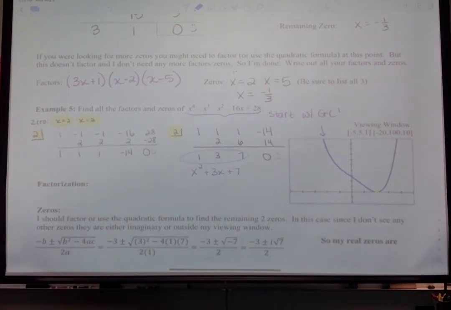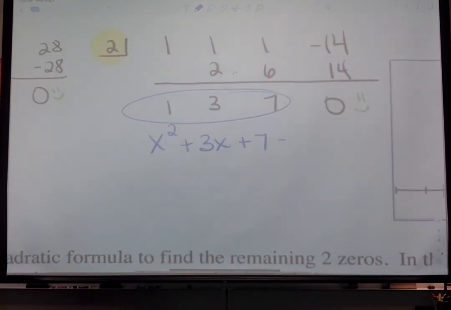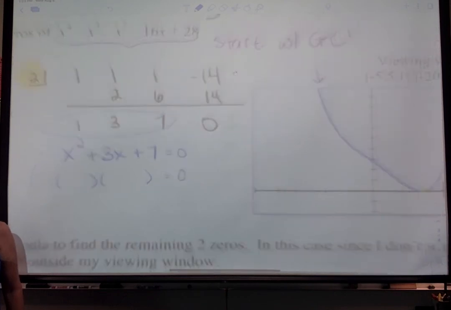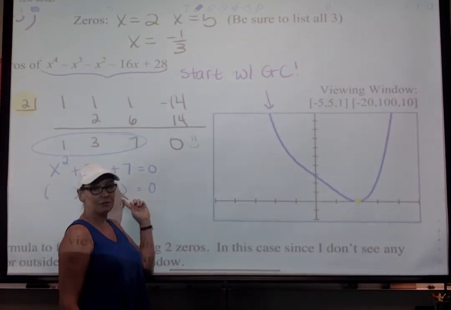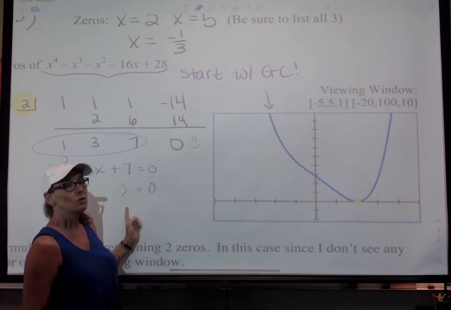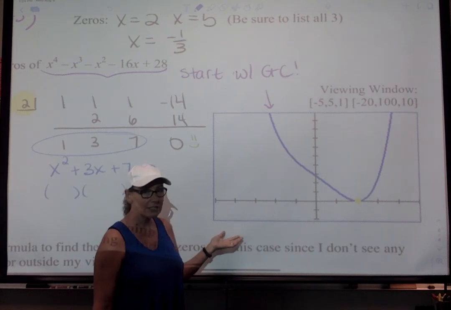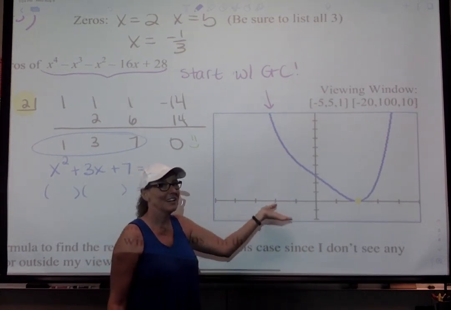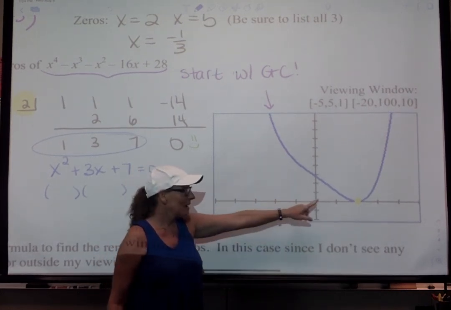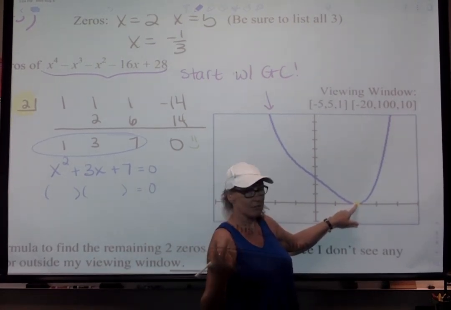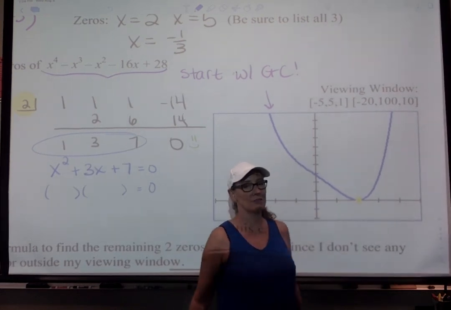Okay, so I'm going to set my quadratic equal to 0. Oh, I'm going to hope it factors. What do you think? Do y'all think it factors? Nope. If it factored, I would have more real x-intercepts. I don't have any more real x-intercepts. I have found 2 real ones. The other 2 have to be imaginary, which means we're going to have to use the quadratic formula.